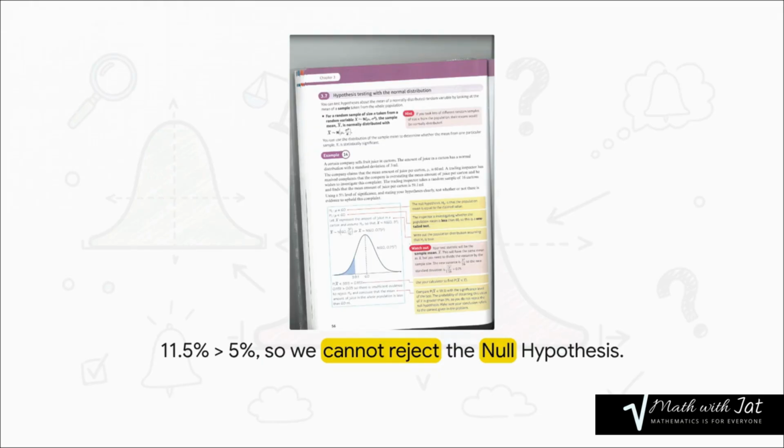And since 11.5% is greater than our strict 5% significance threshold, it's just not rare enough. There is simply insufficient evidence to reject the null hypothesis here. The company gets to keep their 60 milliliter claim.